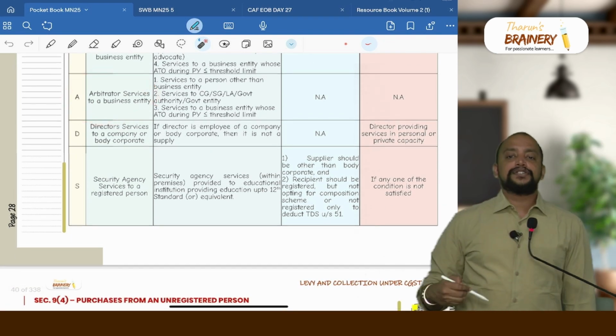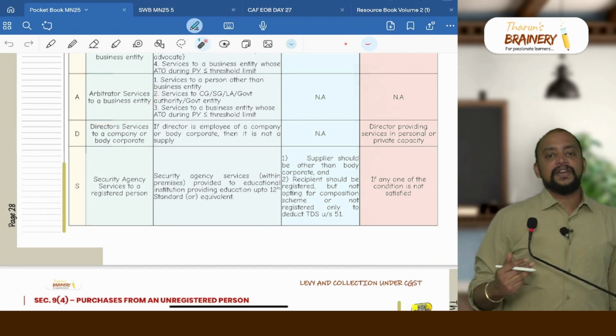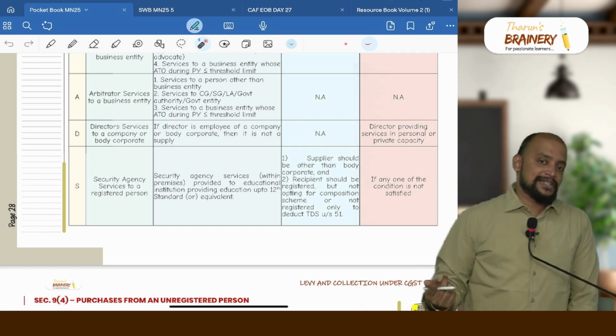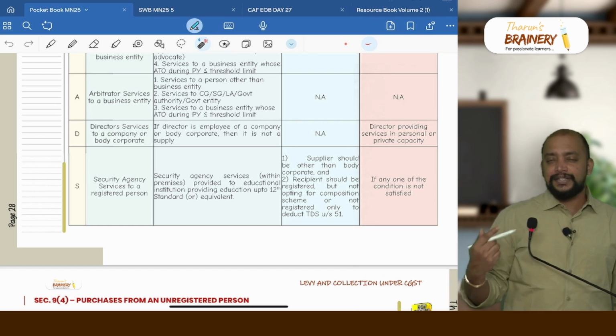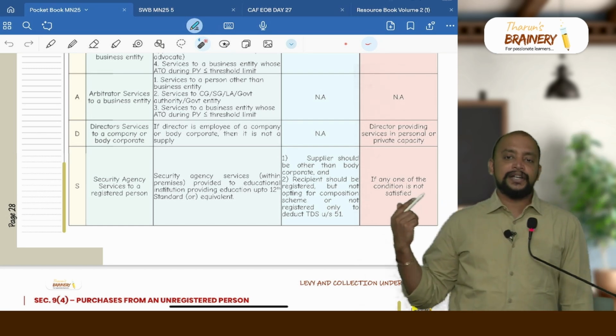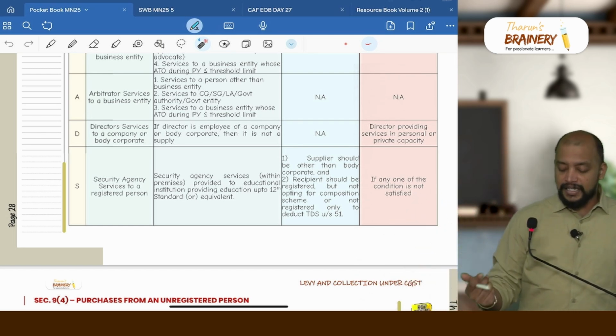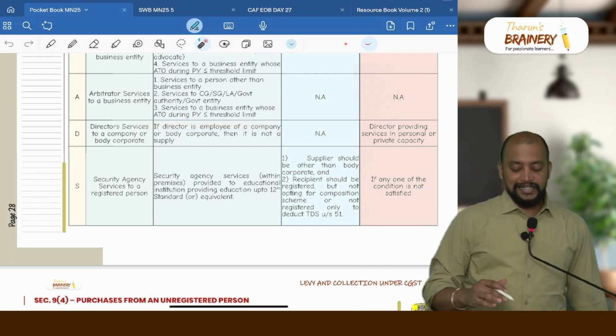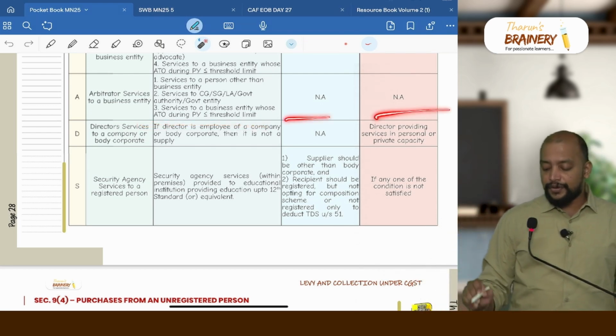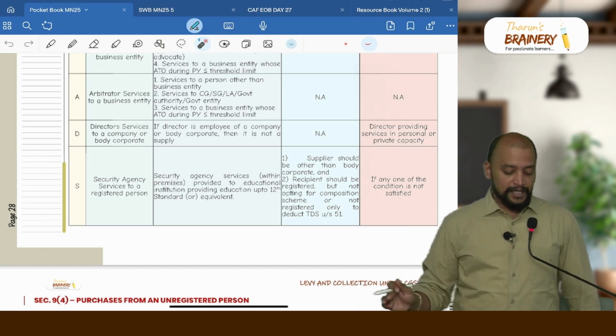Arbitrator providing services to a business entity, we have 3 exemptions. If they provide service to other than a business entity, it is exempted. If they are providing services to the central government, state government, local authority, government authority or government entity, it is exempted. If they are providing services to a business entity whose turnover during the previous year does not exceed the threshold limit, it is exempted. In other cases it will be taxable. We don't have any condition for non-applicability of RCM.